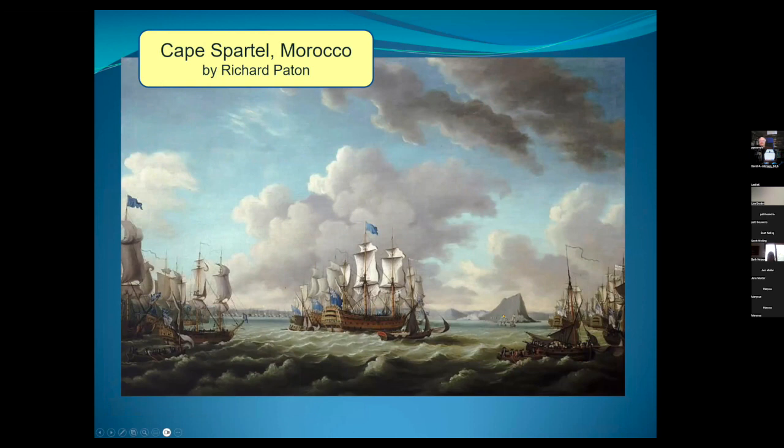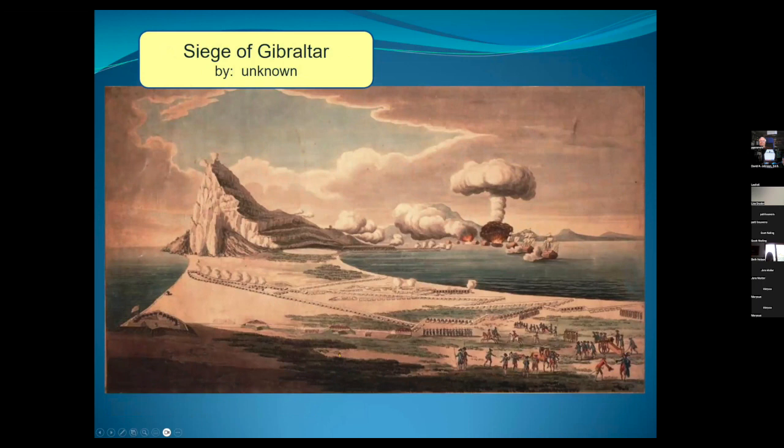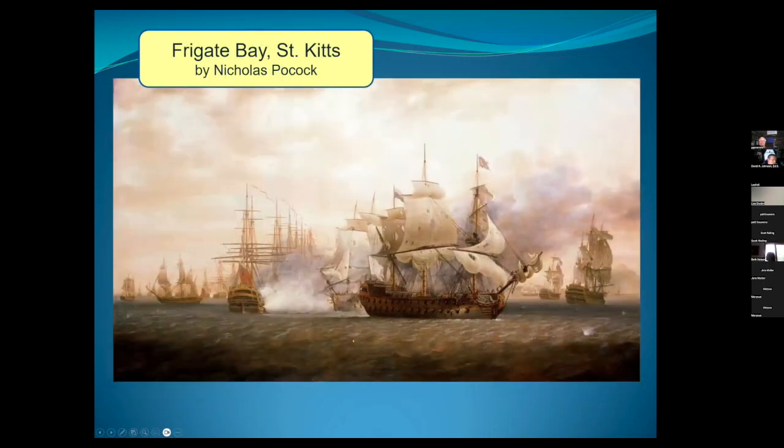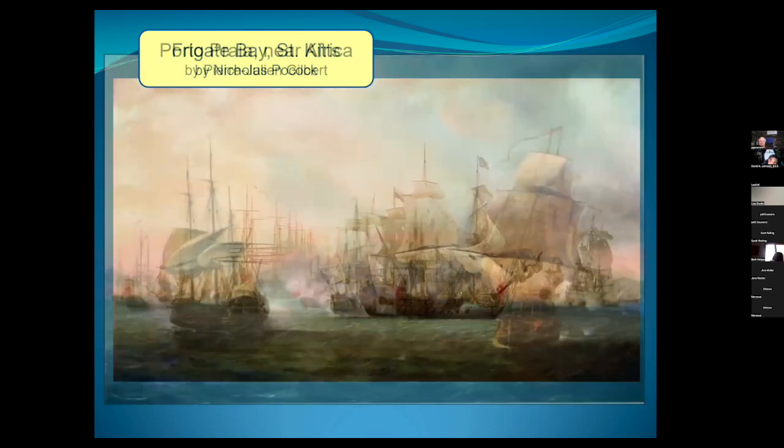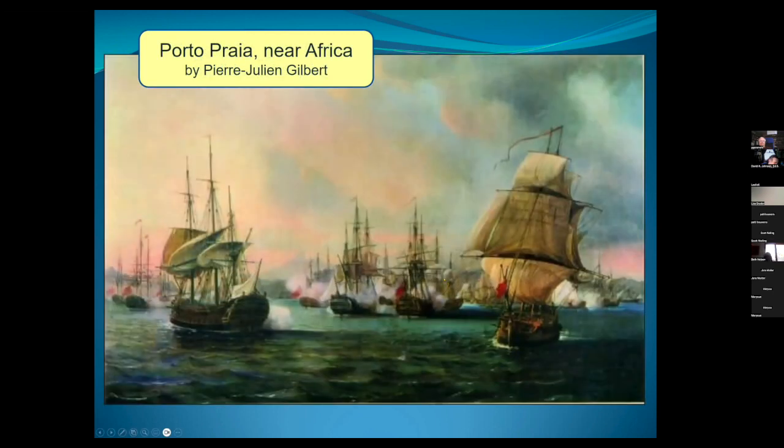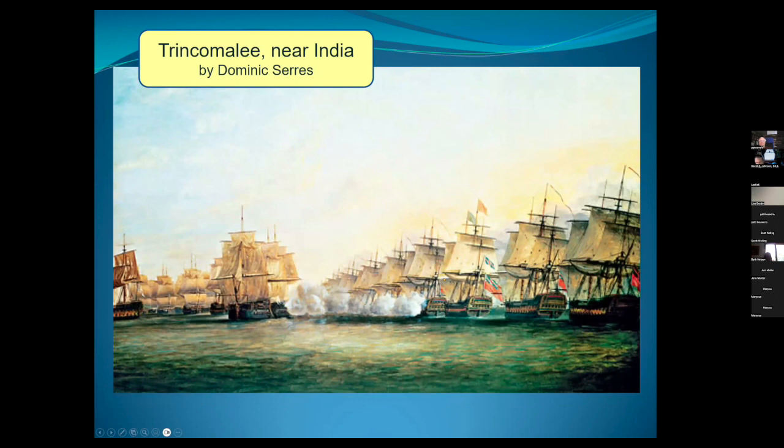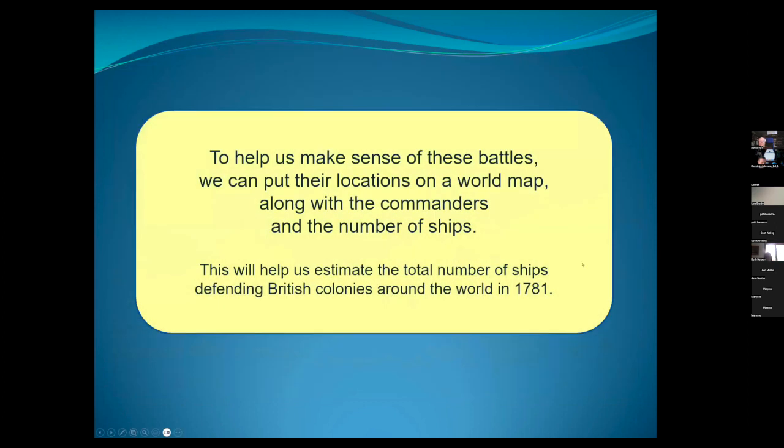And then Richard Peyton-Scruggs did a painting of Cape Spartel near Morocco, and an unknown painter did one about the siege of Gibraltar, and Nicholas Pocock did one of Frigate Bay, and Guibert did one of Puerto Playa, and Dominic Serres did one on the Battle of Trincomalee. And to make any sense of these battles, all we've got is a whole bunch of paintings hanging on the wall about all kinds of ships.